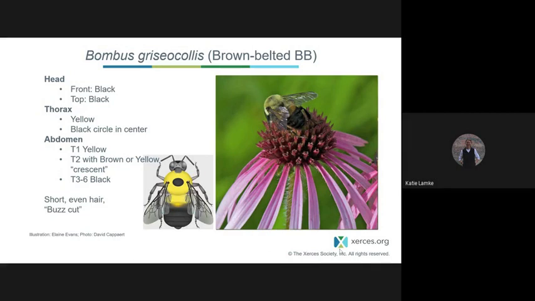So once you start recognizing what bumblebees look like up close, you'll see that some of them have long hair, some of them have short hair. And in the case of the brown-belted bumblebee, it has very short and very even hair that looks like it just got a buzz cut.